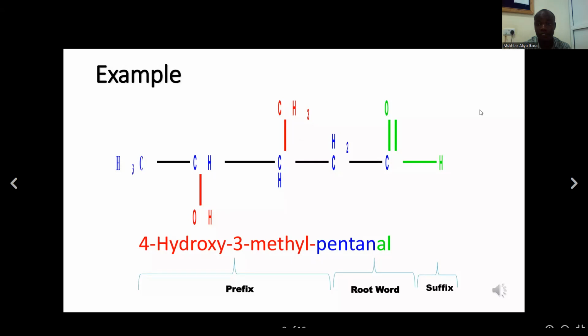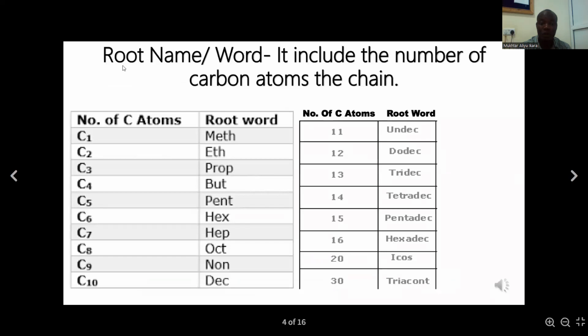Okay, then, these are the root names. So we need to know this. These are the root names in organic chemistry, or the root words. So you see, if the compound has only one carbon, the root word is meth. If it is 2, it is eth. If it is 3, it is prop. If it is 4, it is but. If it is 5, it is pent. If it is 8, oct. 9, non. If it is 20, icos. If it is 14, tetradec. So what I want us to understand is that the suffix depends on the functional group.